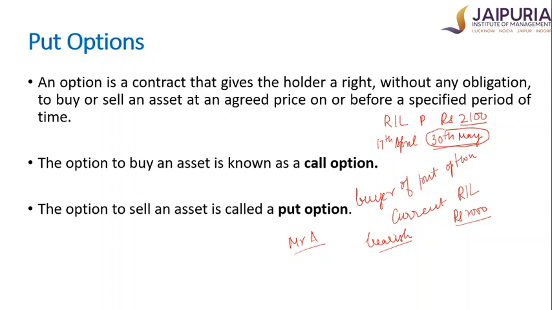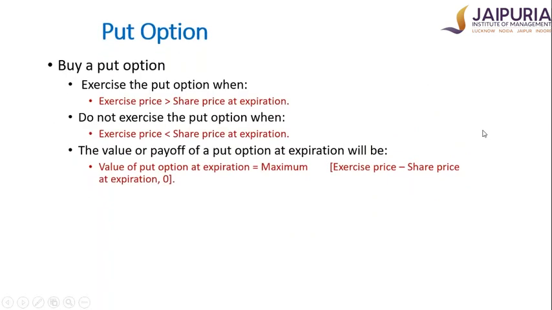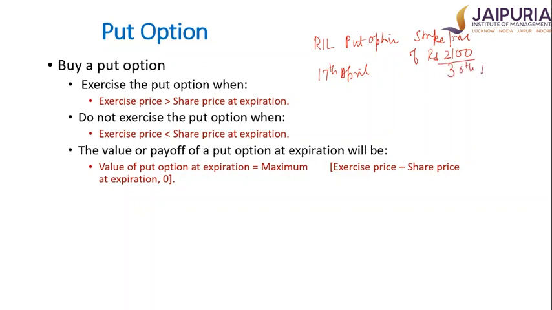Now, what can happen in this? Mr. A has purchased a Reliance put option at a strike price, let's assume, of rupees 2100. Current date is 17th April and this contract is for 30th May. So Mr. A is buying the put option.